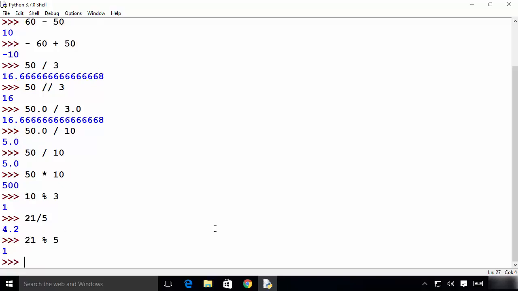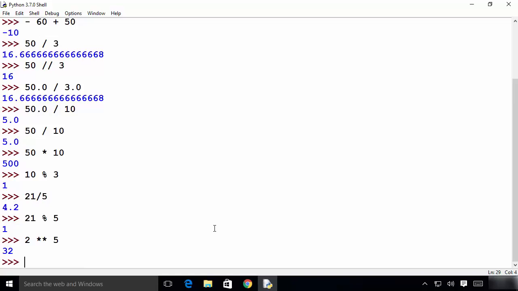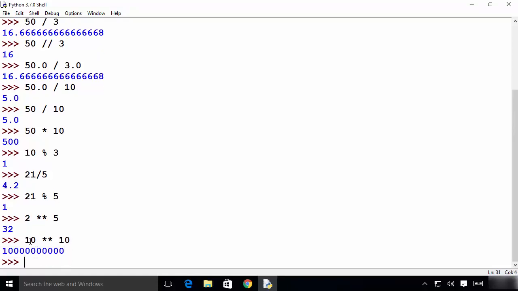Now there is another interesting operator which is called the exponent operator, which you can use for exponent values. So for example, I want to get the result of 2 to the power 5. How can I do it? I can just write 2 and then double asterisk and then 5, which means 2 to the power 5, and then when I press enter, it's going to give me 32. Or I can write 10, then double asterisk, and then 10 once again and press enter. It's going to give me the result of 10 to the power 10.